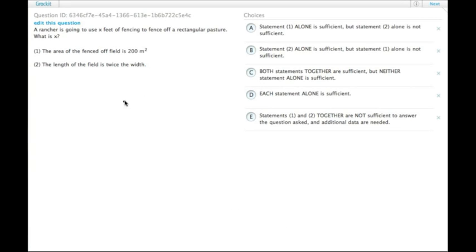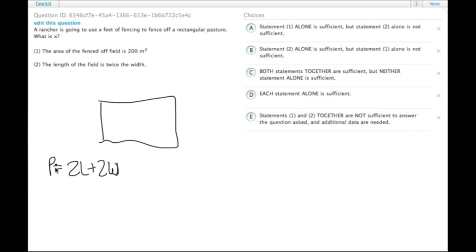So a rancher is going to use X feet of fencing to fence off a rectangular pasture. We didn't actually have to draw it, but I guess I wanted to. What is X? So remember that a rectangular pasture, the perimeter of it, that's what X is. X is the perimeter. Perimeter of a rectangle equals 2 times the length plus 2 times the width.